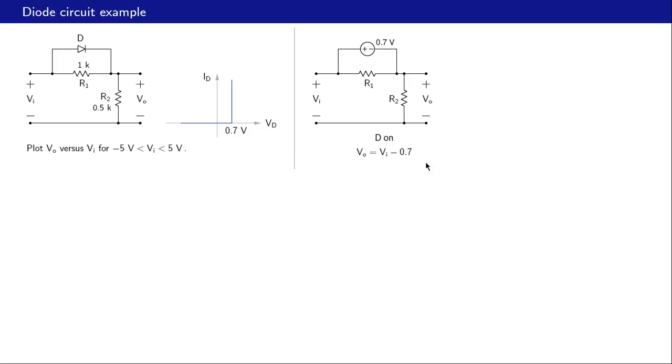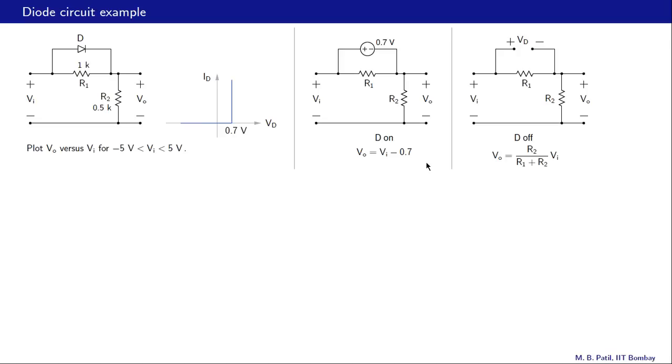Alright, let us now look at the second case, that is the diode not conducting. And in that case, we replace D with an open circuit as shown here.